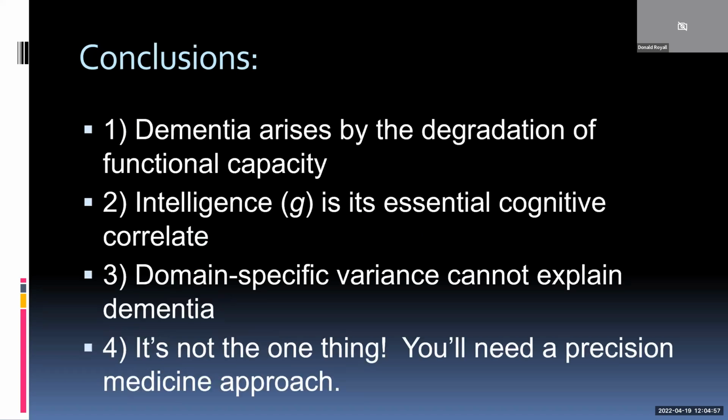So I think this approach leads to a lot of very interesting changes in the way you can think about dementia. I'm saying that dementia arises from the degradation in functional capacity, not so much cognitive change, and that intelligence, or specifically G, is dementia's essential cognitive correlate. That domain-specific variance, as it can be thought of as being different than G, cannot explain dementia and is never going to explain dementia because it doesn't appreciably alter functional status.